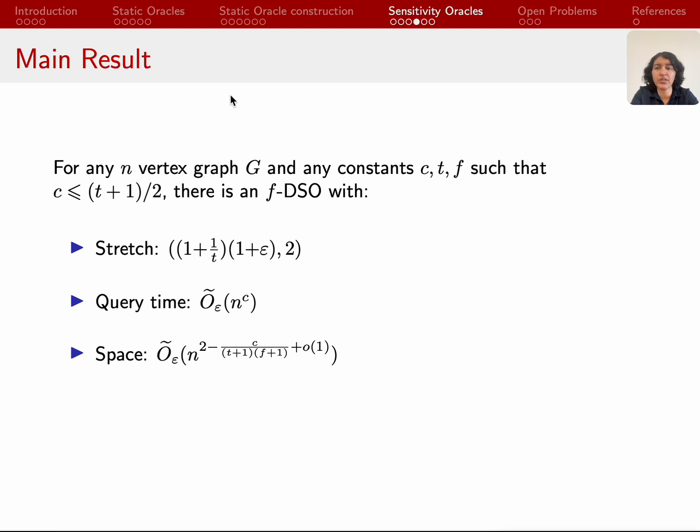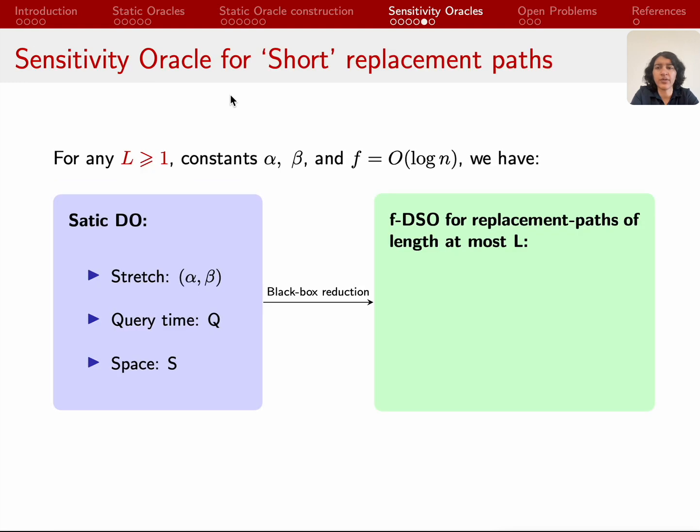Now to obtain this DSO, we give two black box reductions. The first reduction is from static distance oracle to distance sensitivity oracle for replacement paths of bounded length. So this bounded length DSO is able to give good answers for all shortest paths whose length is bounded by some parameter L. And if the length is not bounded by parameter L in the surviving graph, then the stretch can be too large.